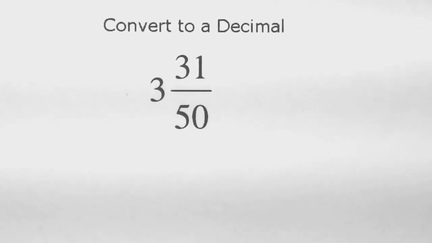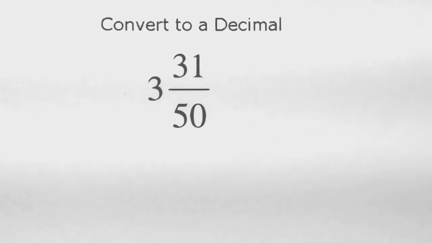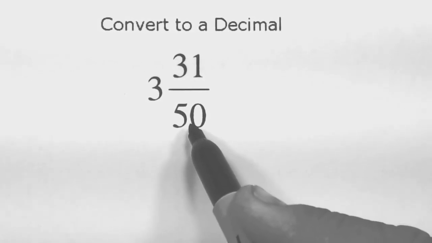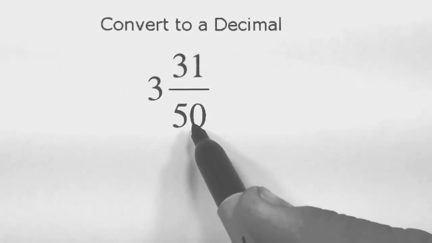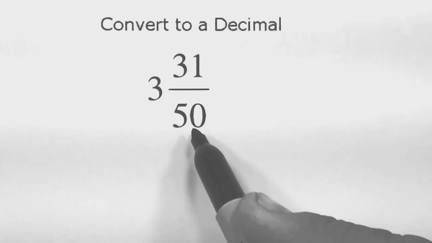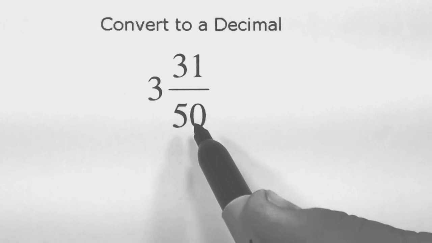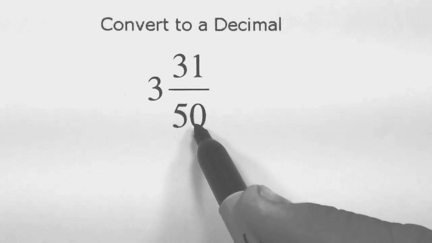Okay, here's another one. 3 31/50. Now, here's the thing you can do to this. It's a nice little trick. This 50 down here does not match right on the button one of the decimal places, namely 10, 100, or 1,000. But notice, if you multiplied 50 by 2, you'd make 100 out of it.